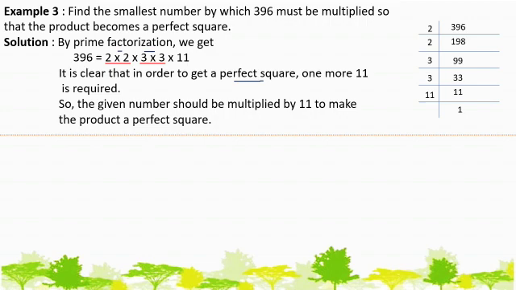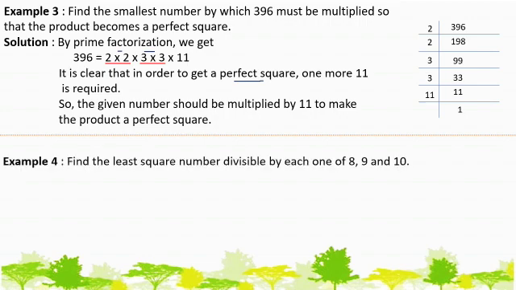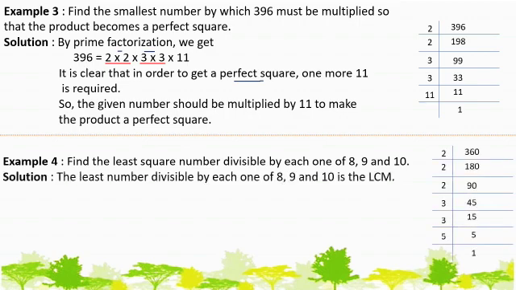Example number 4. Find the least square number divisible by each one of 8, 9 and 10. We know that the least number divisible by each one of 8, 9 and 10 is their LCM. So we find LCM of 8, 9 and 10. LCM of 8, 9 and 10 is 360. Now you look at the question.